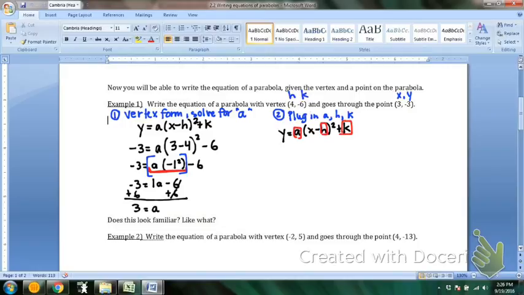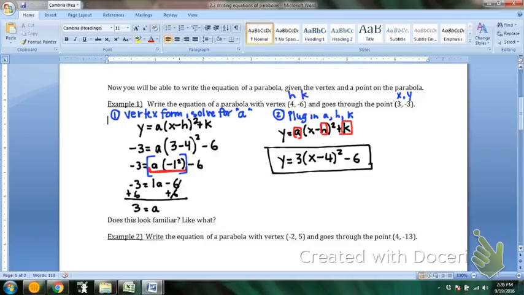So my last step, what was my A value? 3. X, is it going to be minus 4 or plus 4? Minus 4 squared minus 6. This would be finished. This looks like what we just graphed, right? Our H and our K, our A value. But now we can write a complete equation.